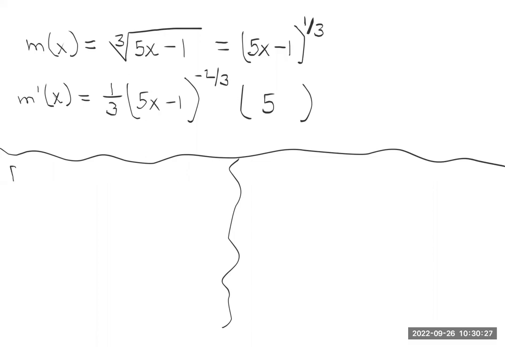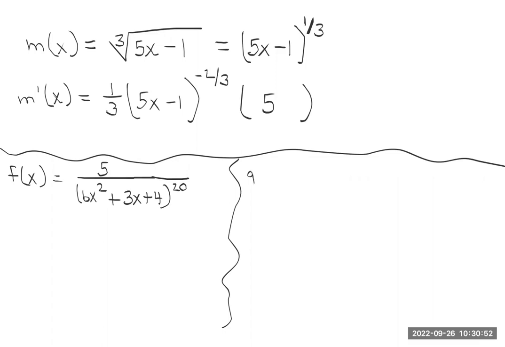So let f of x be 5 over 6x squared plus 3x plus 4, to the 20th. Now, these are still general power rule problems. Just think about what you learned in exam 1.